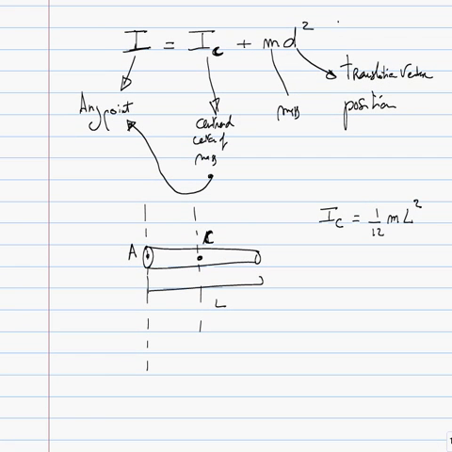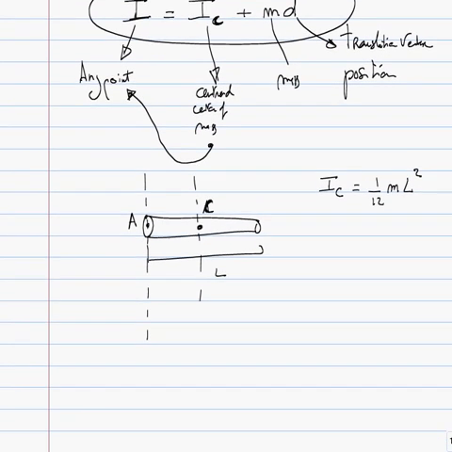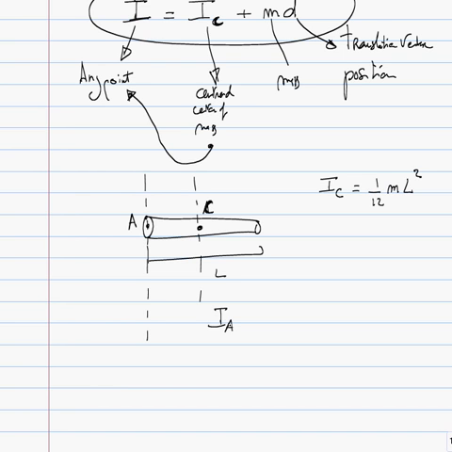So if we apply this, we need to figure out who's who. I_A, which is the one you'd like to figure out, must be equal to I_C plus M D squared. I_A is the moment of inertia about point A. I_C is the moment of inertia about the center of mass. That's what we are given. And therefore we need to figure out M and D squared. M is the mass of the object. Let's assume that we know it. And D refers to the translation vector that goes from the center of mass all the way up to the point at which you want to calculate that new moment of inertia.